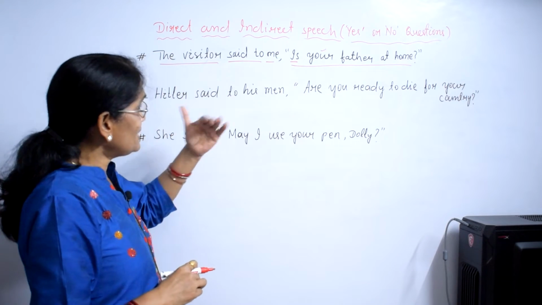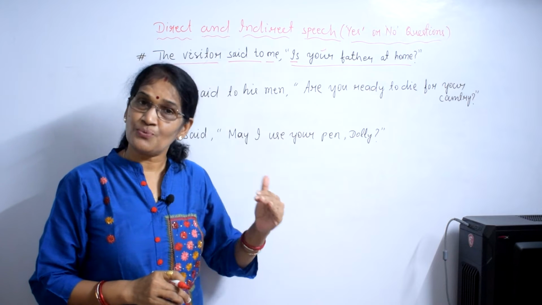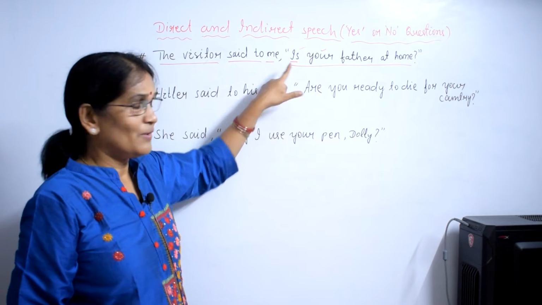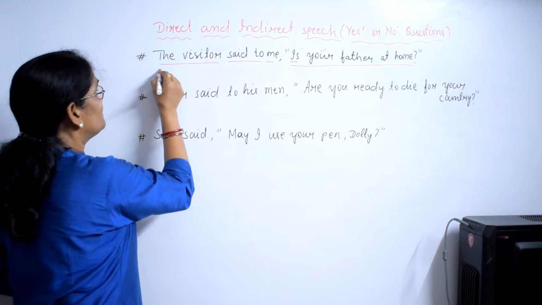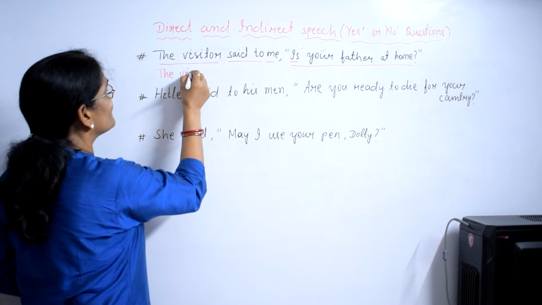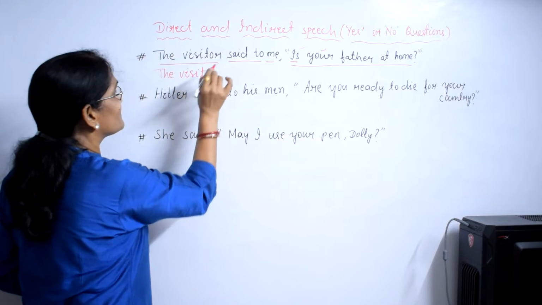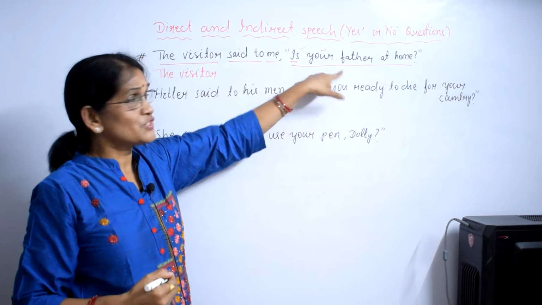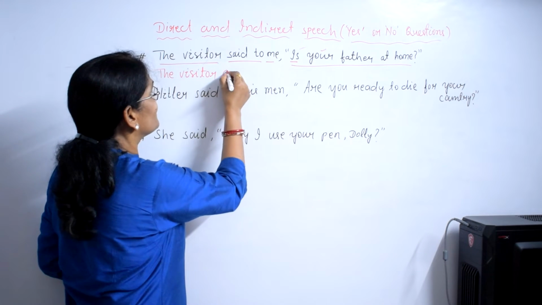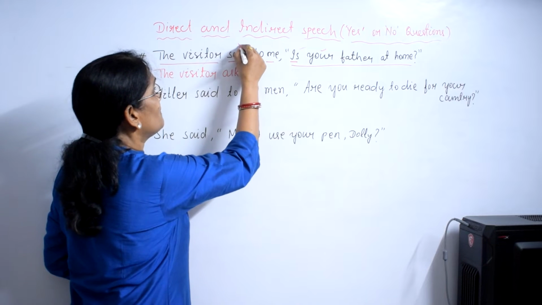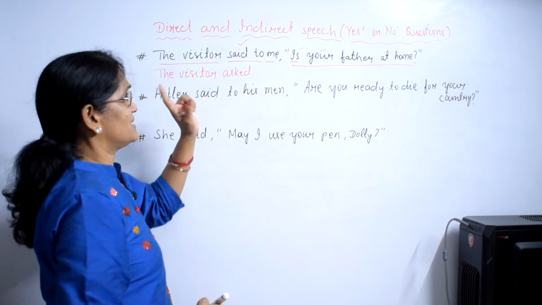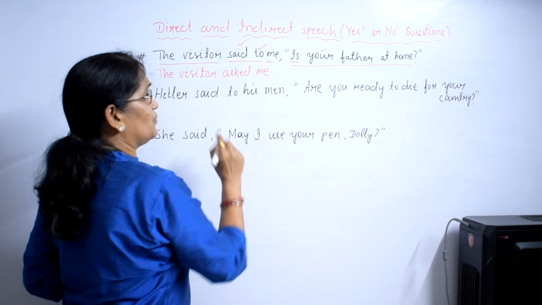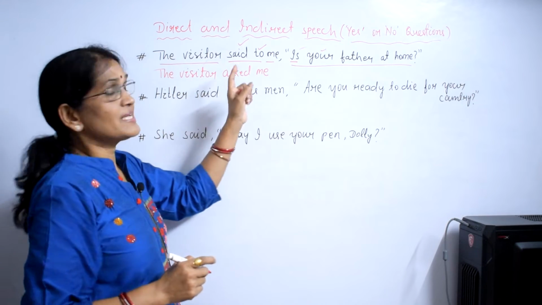So we'll see how to change one sentence from direct speech to indirect speech when the reported speech starts with the auxiliary verb. So the visitor said to will be asked. Why? Because this is one question. Someone asks. So asked. As said is simple past, so it will be simple past. Asked me. Don't write to. The visitor asked me.